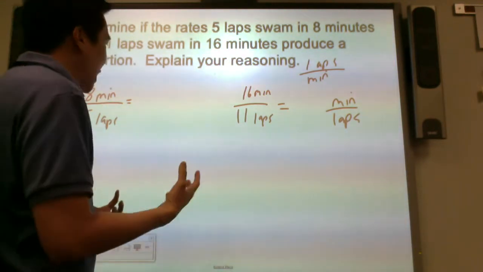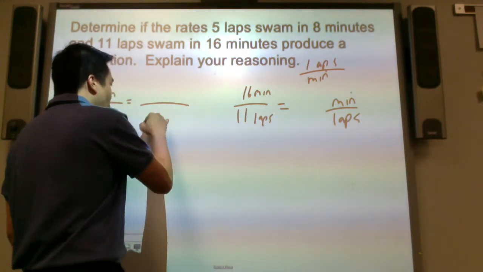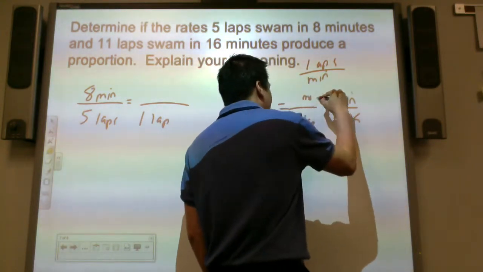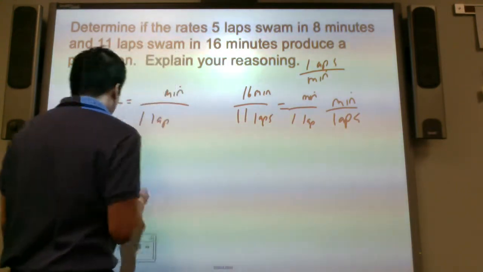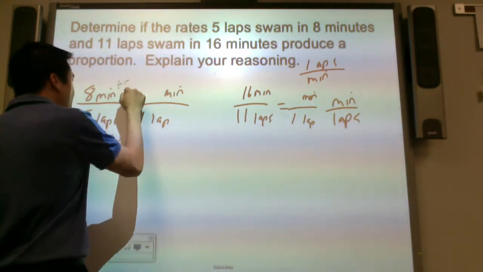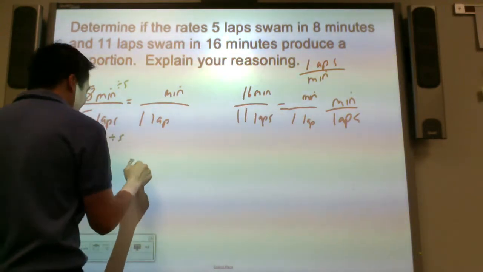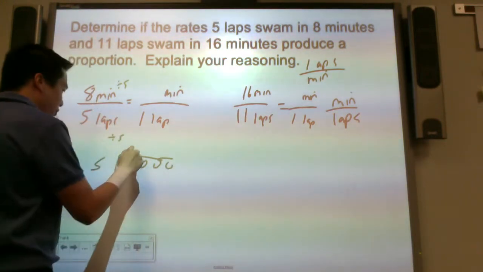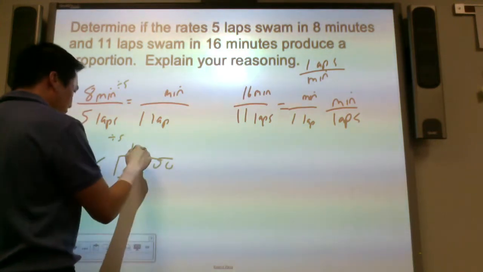But I would like to find it per lap. So I want to find a unit rate per 1 lap. I need to find how many minutes per lap. So I divide both numbers by 5, because 5 laps divided by 5 is 1 lap. So what's 8 divided by 5? How many 5's go into 8? 1 time. Bring down the 0. How many 5's go into 30?